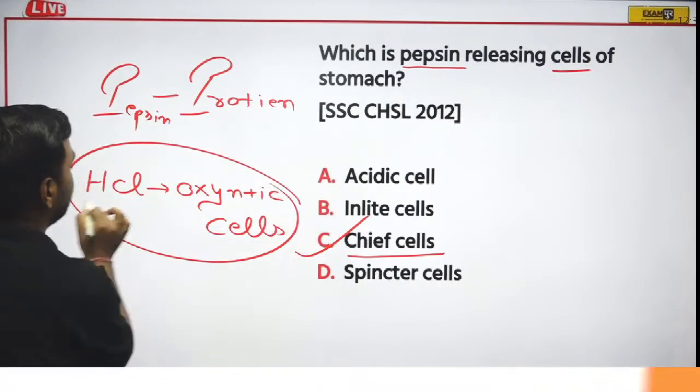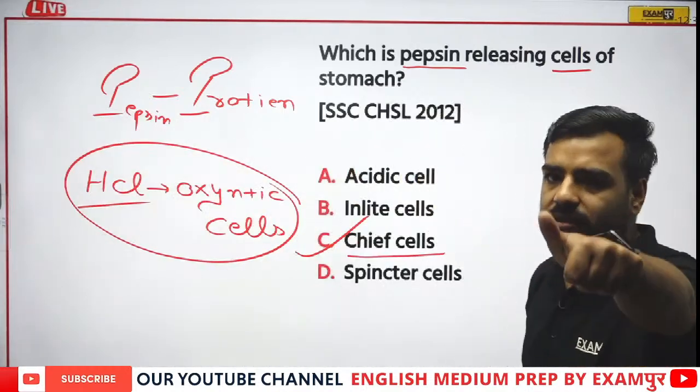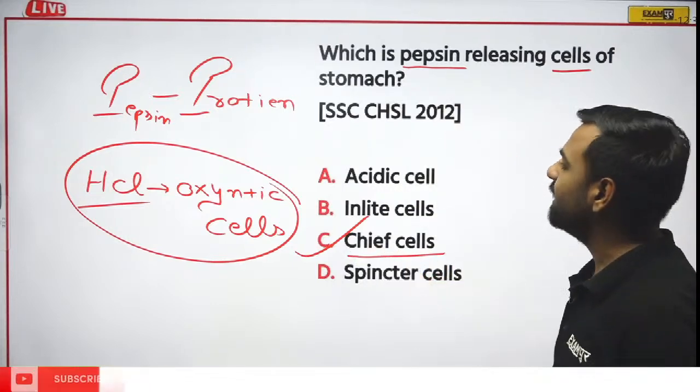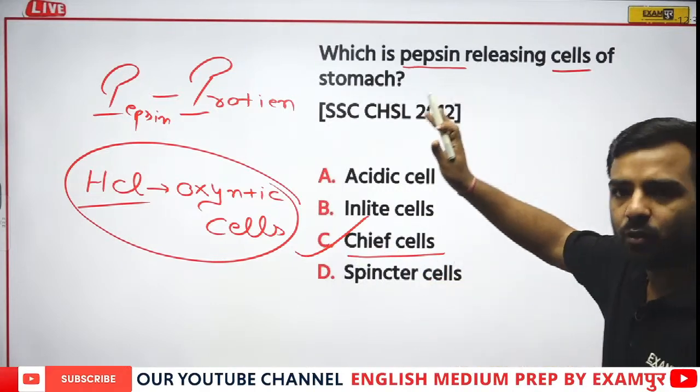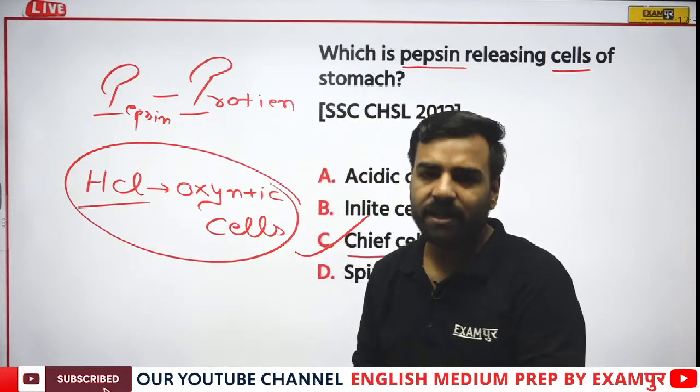Oxyntic cells release HCl, that is hydrochloric acid. Sana, yes, that's correct. C is the correct one. And the pepsin enzyme is released by chief cells. What is this pepsin doing? It is helping in the digestion of protein. So I guess all these things are clear, everyone.